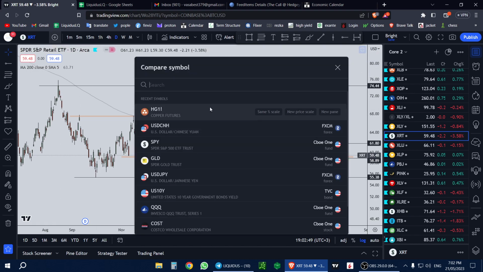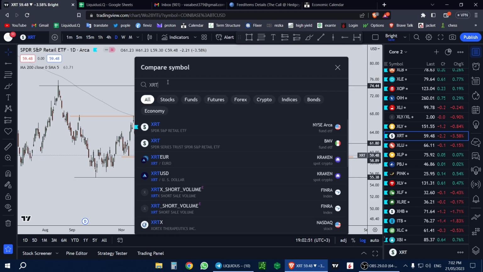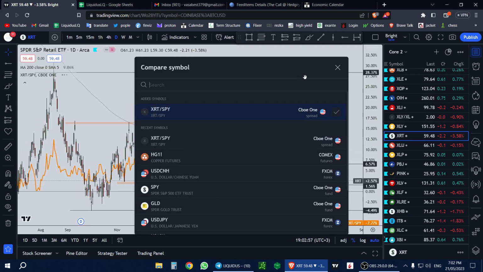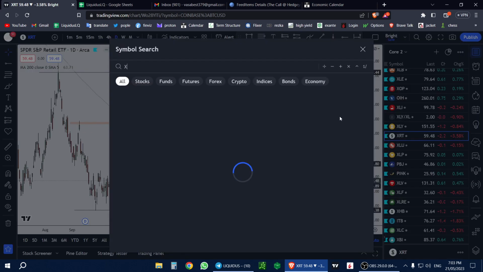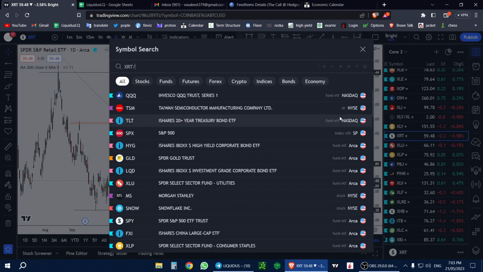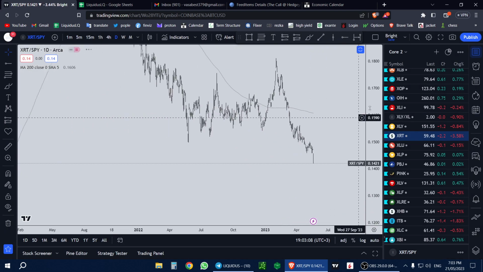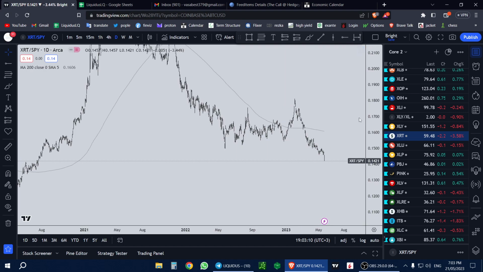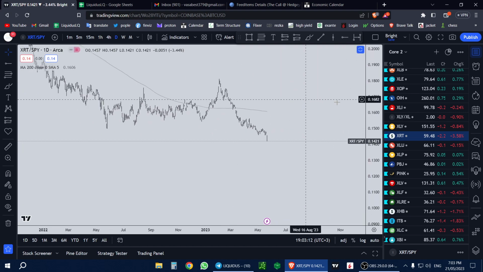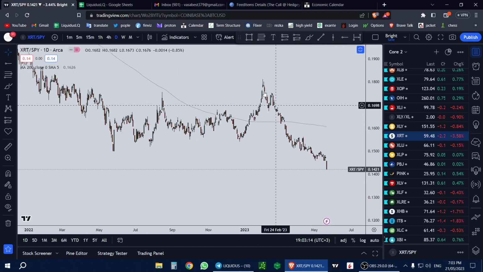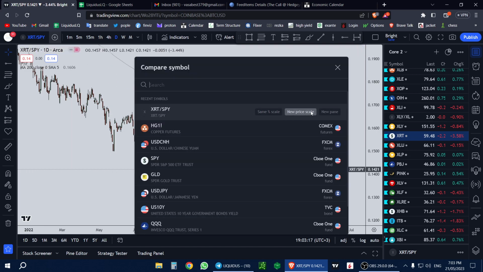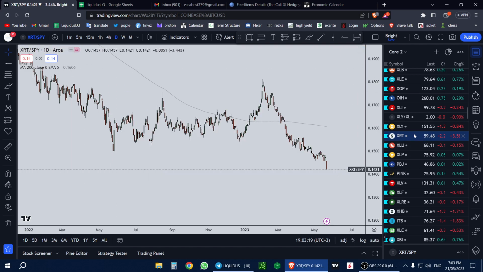And look at the XRT ratio to the SPY. Oh my goodness! XRT divided by SPY. This is your outperformance, SPY outperformance. Look at that. If you would have bet on that ratio, you're making money. They're definitely making money. We've been calling for this trade, and this is what's happening essentially.